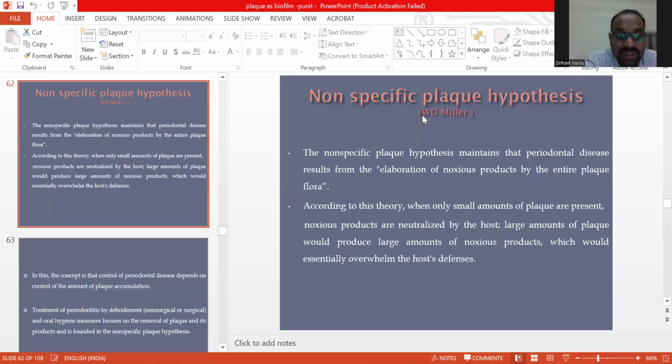So in this, the concept is that the control of periodontal disease depends on the control of the amount of plaque accumulation. Treatment of periodontitis by debridement, surgical or non-surgical, and oral hygiene measures focuses on the removal of plaque and its products and is founded on the non-specific plaque hypothesis.